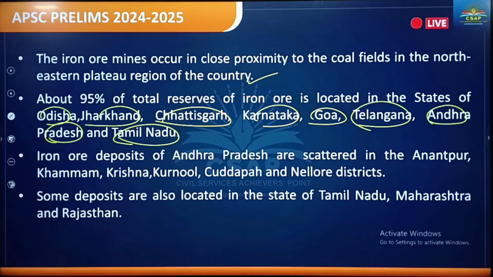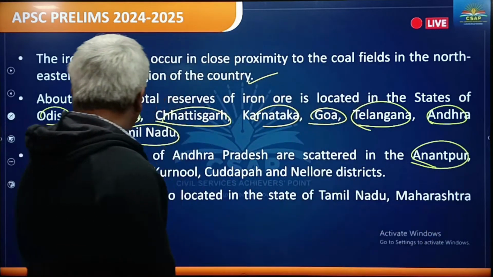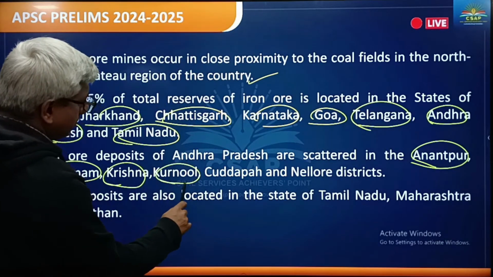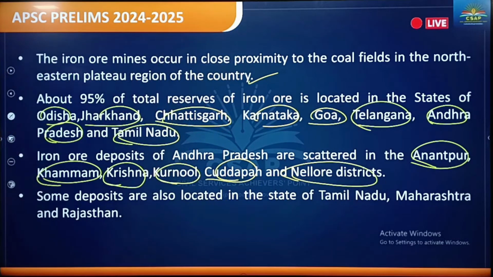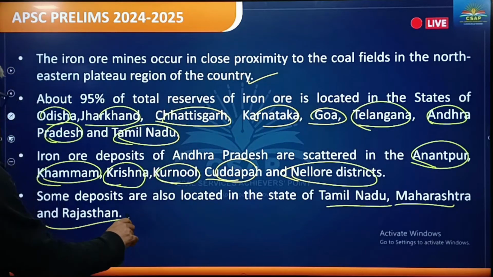Iron ore deposits of Andhra Pradesh are scattered, mainly in Anantapur, then Khammam, Krishna, Kurnool, Kadapa, and the Nellore districts. Some deposits are also located in the states of Tamil Nadu, Maharashtra, and Rajasthan.